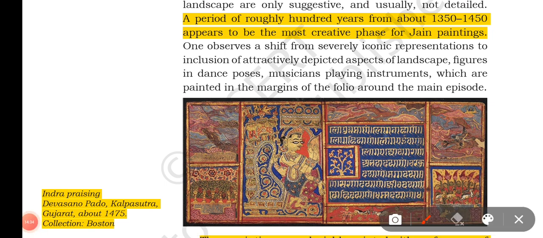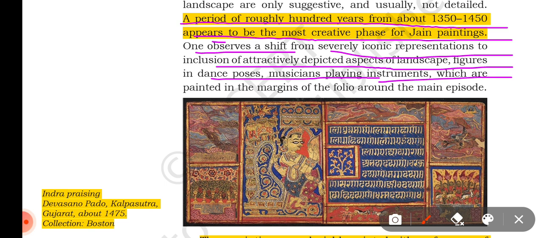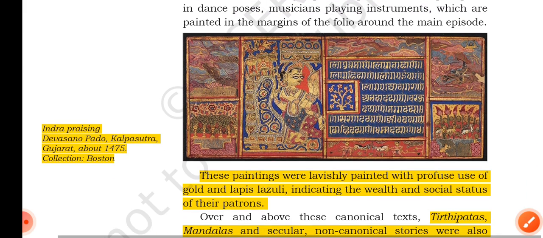A period of roughly 100 years, from about 1350 to 1450, appeared to be the most creative phase for Jain painting. One observes a shift from severely iconic representation to inclusion of attractively depicted aspects of landscape, figures in dance pose, and musicians playing instruments, which are painted in the margin of the folio around the main episodes.